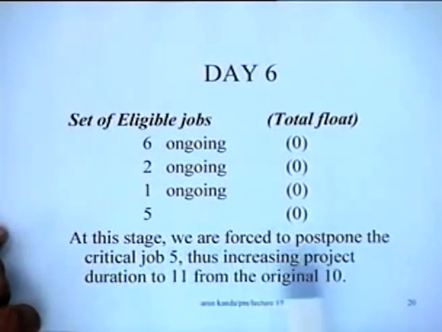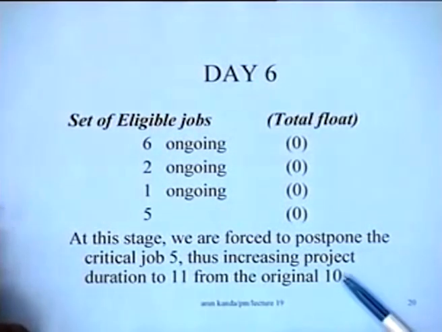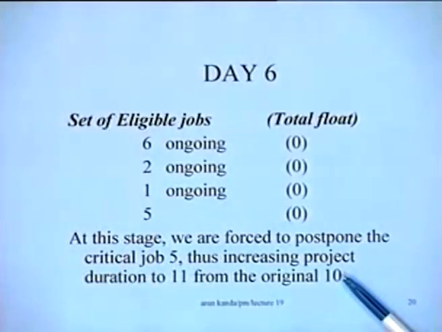we are forced to postpone the critical job 5, thus increasing the project duration to 11 from the original 10. So this is what happens. Whenever we take a decision to postpone a critical job, the project duration increases by 1 day. And that is what happens here on day 6, because we had no other option. So it's because we are now postponing job number 5, which is in fact a critical job, therefore the project duration increases to 11 from the original value of 10.